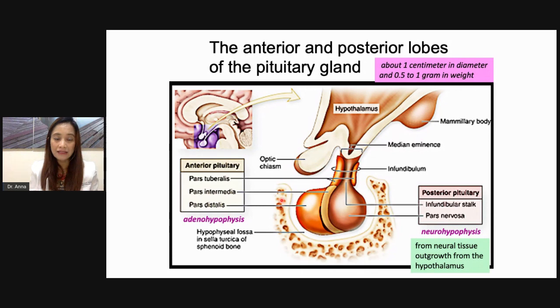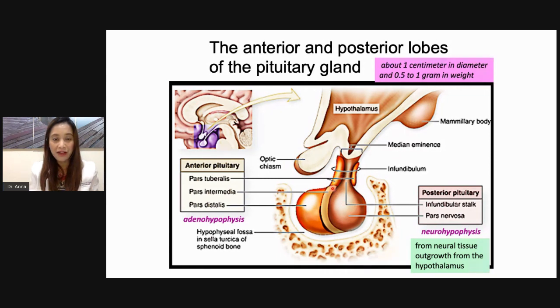Anyway, so this is your pituitary gland, and it is located inside your sella turcica or your Turkish saddle. Okay, it looks like a saddle. And you have your anterior pituitary and your posterior pituitary. And if you look closely, your posterior pituitary is actually an extension of your hypothalamus. So your hypothalamus is directly connected to your posterior pituitary.